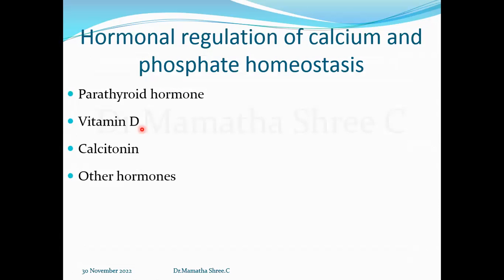So how is all this calcium and phosphate metabolism being maintained? We call it homeostasis when the calcium and phosphate levels are maintained within the normal levels within our blood, and that becomes a very important part of the body. Okay, so how is this homeostasis being maintained? Most of it is through hormonal regulation. Which are the hormones that regulate this? They are parathyroid hormone, vitamin D, calcitonin, and other hormones.